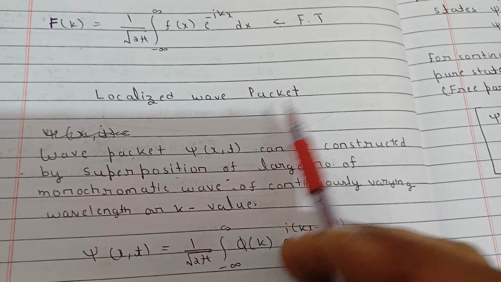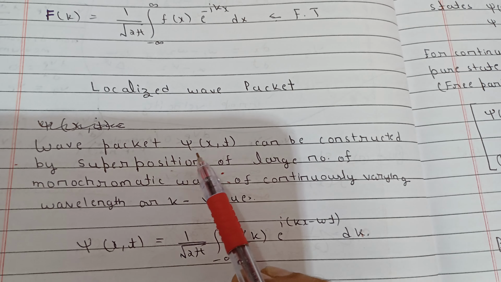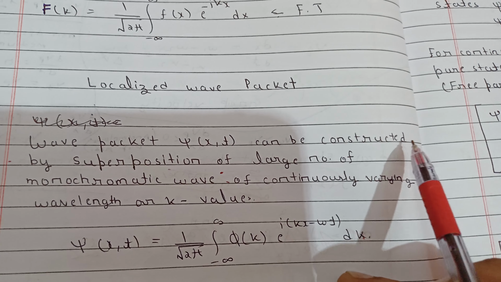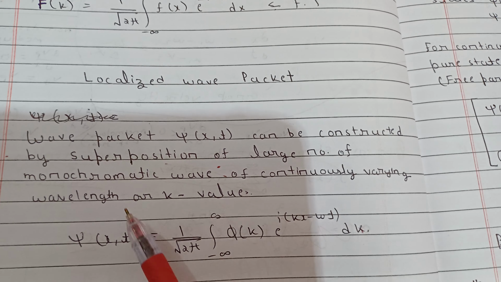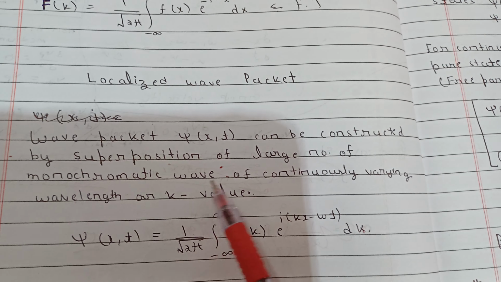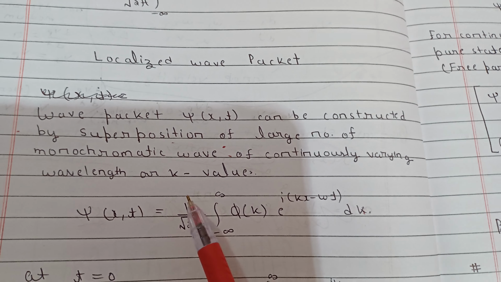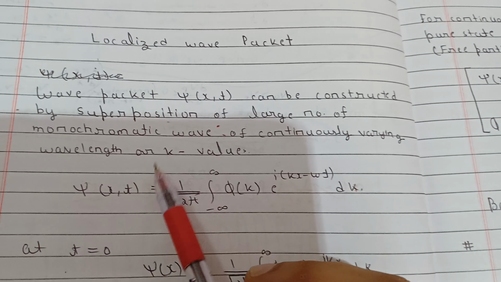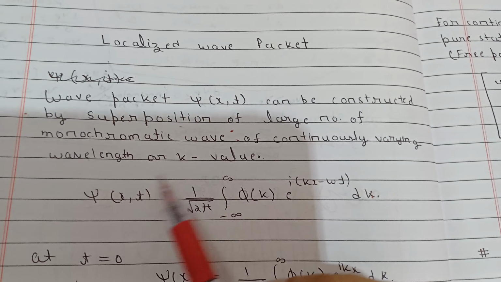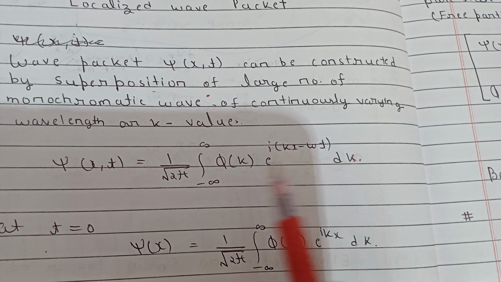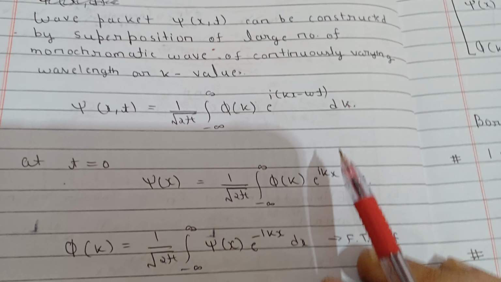So what is a localized wave packet? The wave packet psi(x,t) can be constructed by superposition of a large number of monochromatic waves. This is what we just discussed. It is just a definition or statement. This wave function can be constructed by superposition of a large number of monochromatic waves of continuously varying wavelength or k value. Then we can write this wave function as 1 upon root 2 pi integral from minus infinity to infinity phi(k) exponential i(kx minus omega t) dk. This phi(k) represents the individual waves.